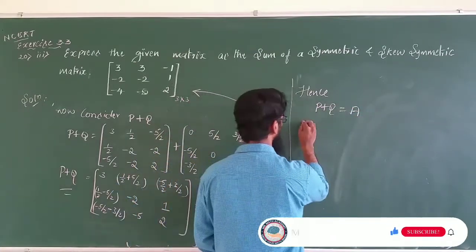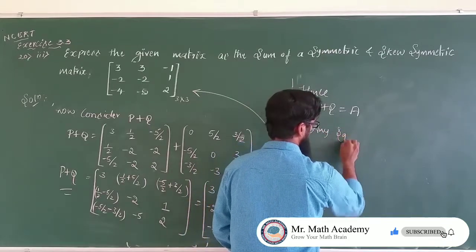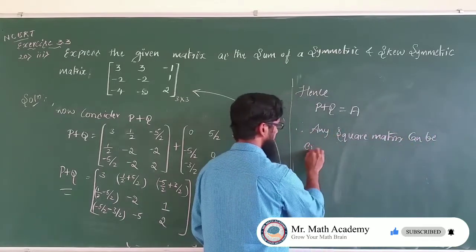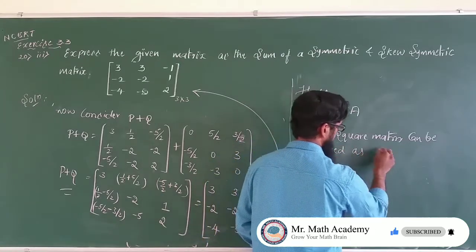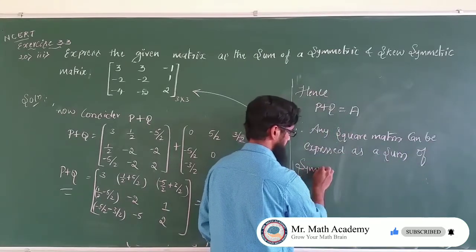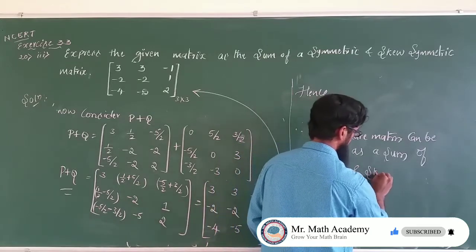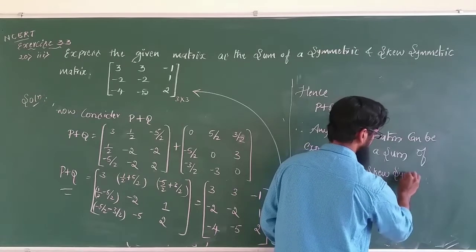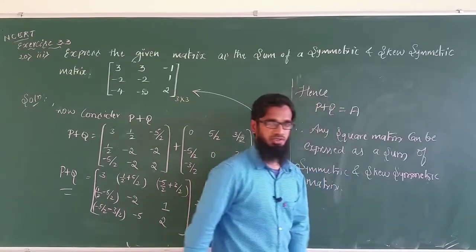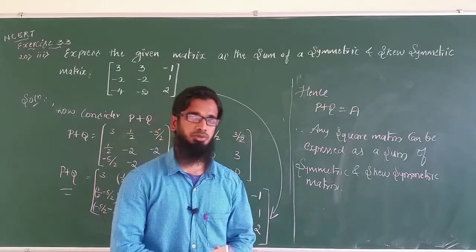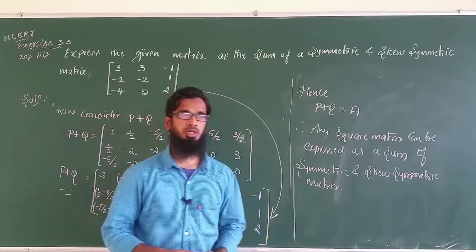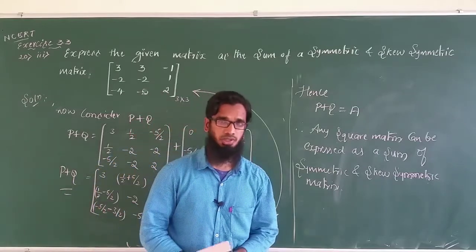So we can say that any square matrix can be expressed as a sum of a symmetric and a skew symmetric matrix. I hope you are getting this one. It's a very simple numerical, not difficult. The only thing we have to remember is the properties of a transpose matrix, what the symmetric and skew symmetric matrices are, and the theorems related to the symmetric and skew symmetric matrix.